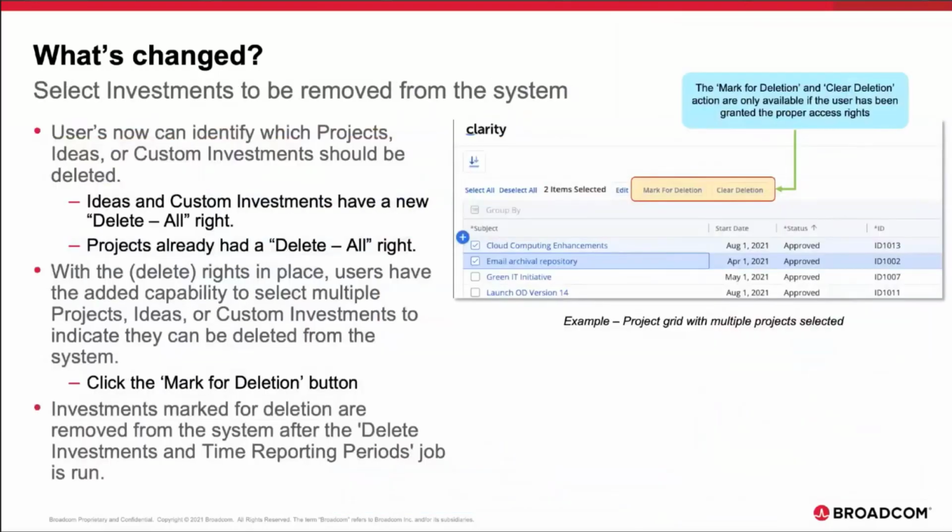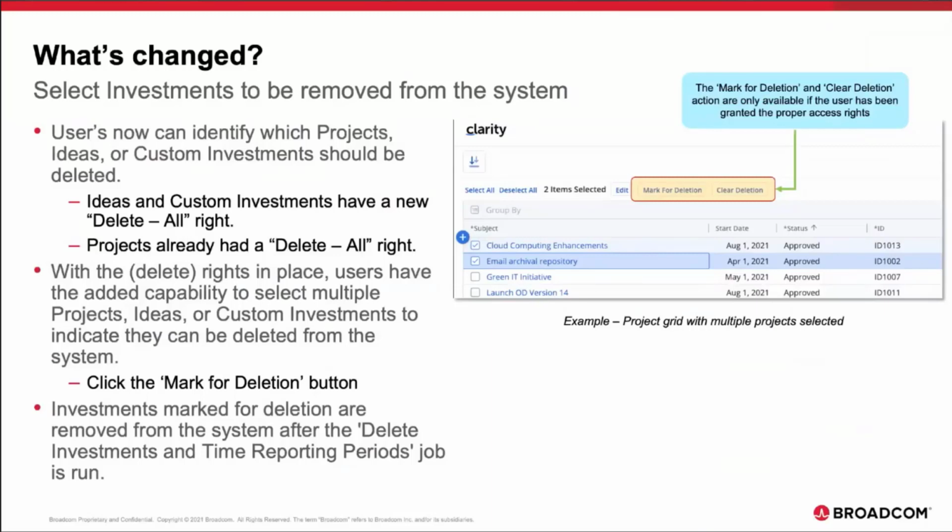What's changed here from the perspective of removing things from the system? Users with delete access rights can identify which projects, ideas, or custom investments can be deleted. Ideas and custom investments have a new delete all right, separate from the edit right. Projects already had a delete all right. So with the delete right granted, users have the added capability to select multiple projects, ideas, or custom investments to indicate that they can be deleted from the system.